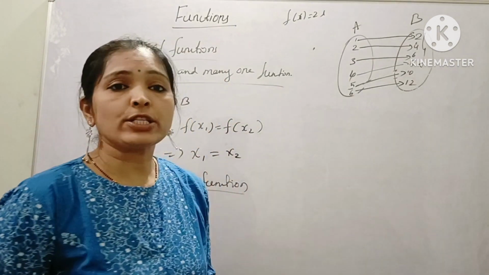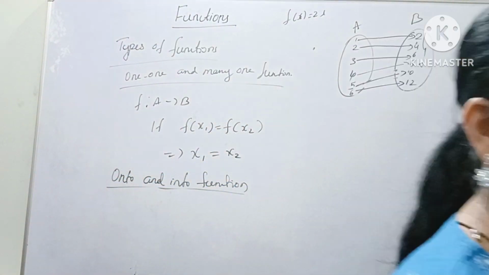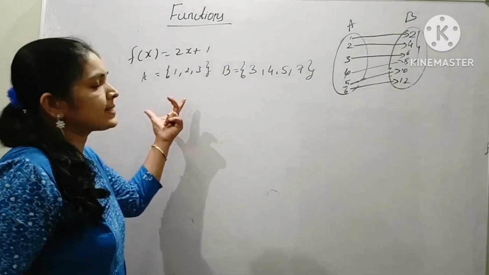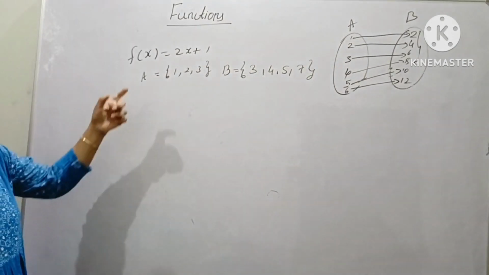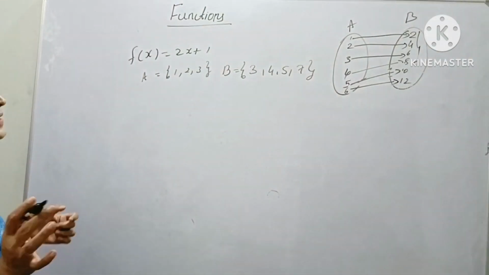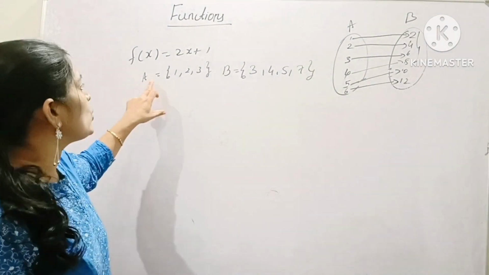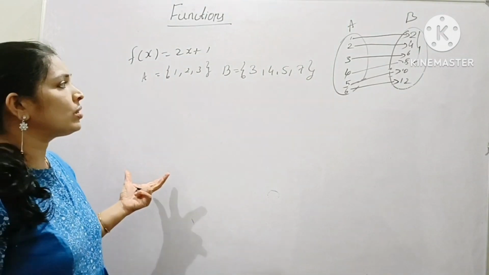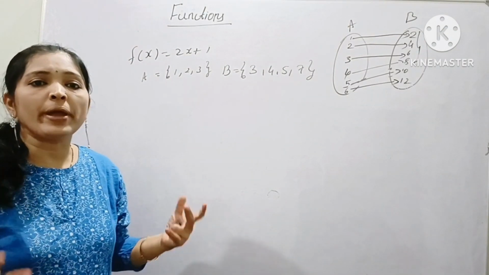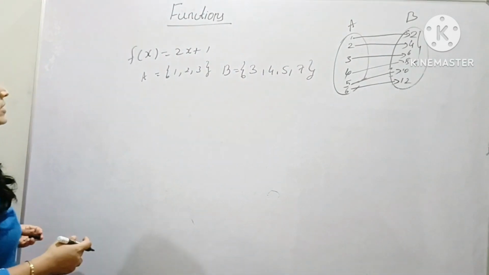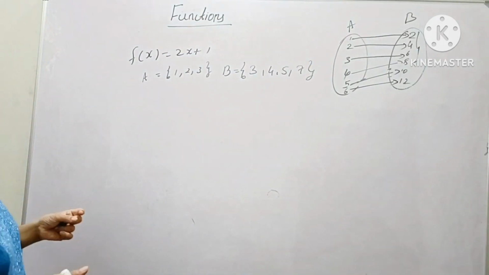Now let us do some examples. Let us see this example. The function f of x is equal to 2x plus 1, and two sets are given: A is equal to 1, 2, 3, and B is equal to 3, 4, 5, 7. We are asked to write the domain, codomain and the range of the function.